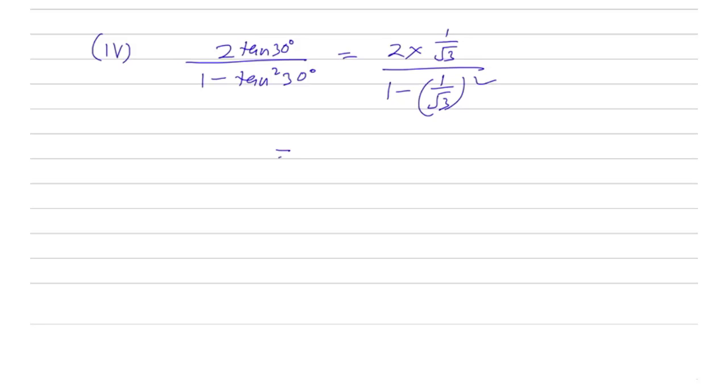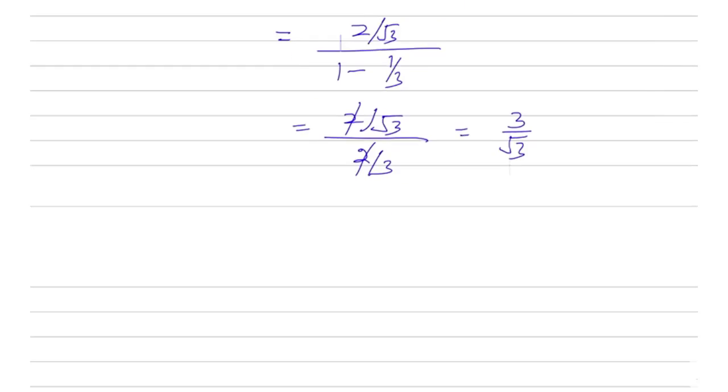In the fourth part, 2 tan 30 degree whole divided by 1 minus tan square 30 degree, and tan 30 degree is 1 upon root 3. So we put here 2 into 1 upon root 3 whole divided by 1 minus (1 upon root 3) whole square, that is equal to 2 upon root 3 whole divided by 1 minus 1 upon 3, that is equal to 2 upon root 3 divided by 2 upon 3. This 2 is cancelled out, so we have 3 upon root 3. Now rationalizing the denominator we have root 3, and we know that tan 60 degree is root 3, so the correct option is C.